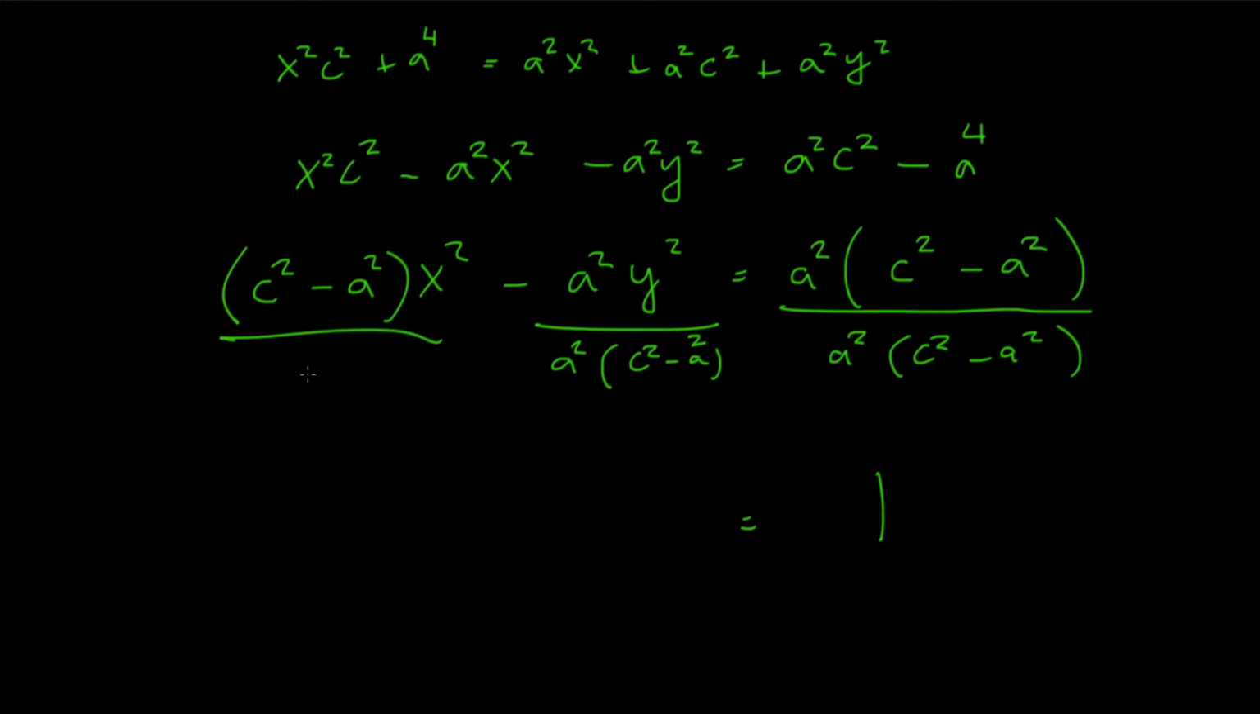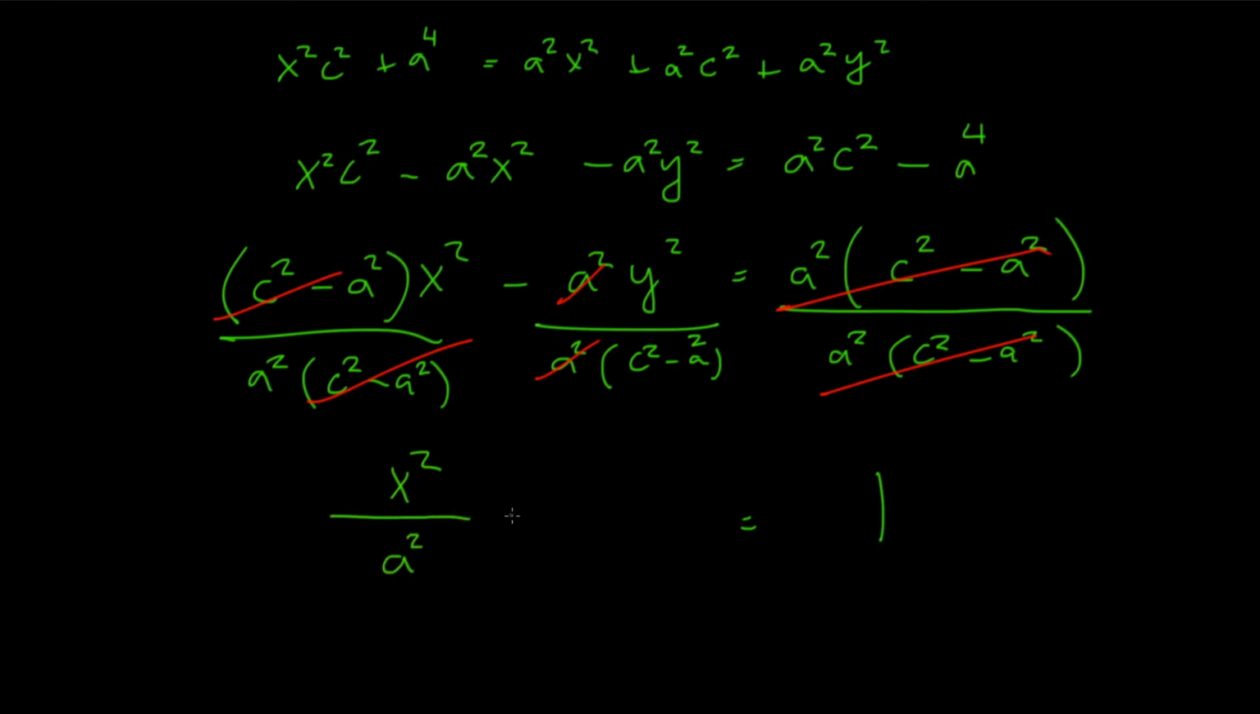And I'm going to divide this guy by a squared, c squared minus a squared. And things cancel. What cancels? This goes away. These go away. Both of these go away. Becomes 1. That was the goal. And our final equation is x squared over a squared minus y squared over c squared minus a squared.